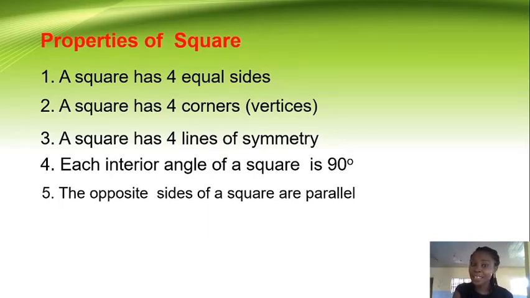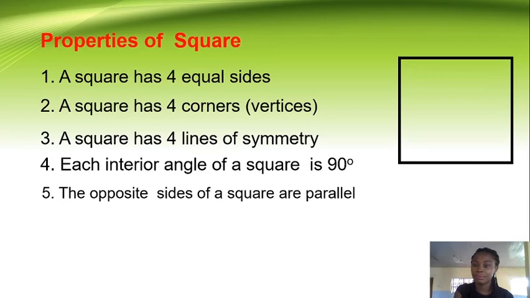A square has four equal sides. Four corners. Four lines of symmetry. Each interior angle of a square is 90 degrees. The opposite sides of a square are parallel. Let's explain all these properties using the diagram. A square.